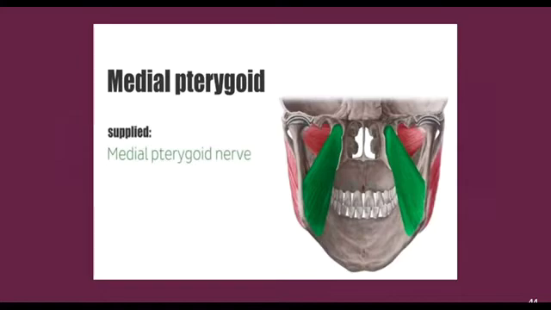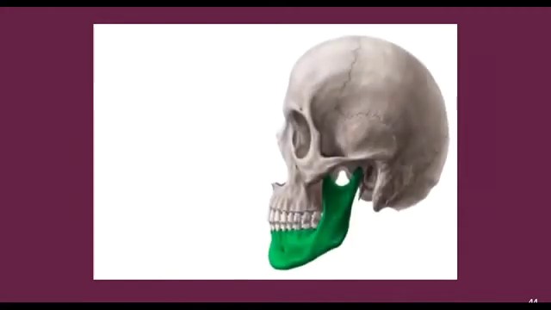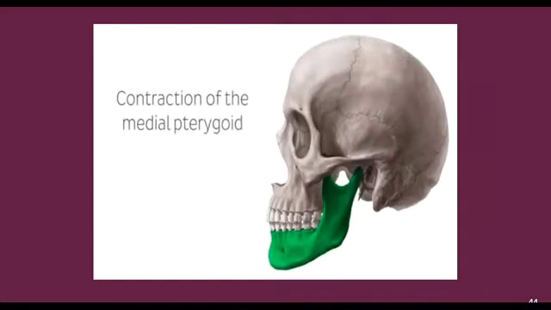It is supplied by the medial pterygoid nerve from the main branch of the mandibular nerve, and blood supply is by the medial pterygoid branch from the maxillary artery. Contraction of the medial pterygoid muscle elevates the mandible and causes jaw closure and jaw protrusion. These movements are also reinforced by the masseter.